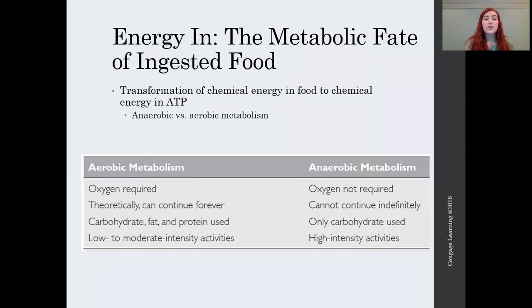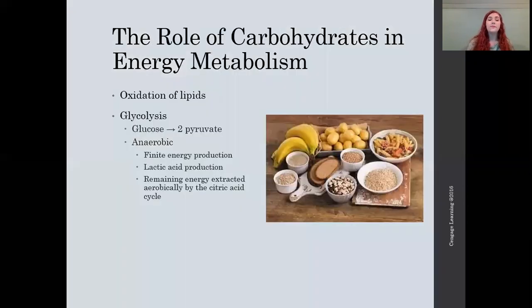So that ingested food is transferred into ATP within the body, and it produces heat and meets the needs of the body. There are 2 main types of metabolism that work within the body. We have aerobic and anaerobic. Aerobic requires oxygen and it occurs within the mitochondria of cells, and anaerobic does not require oxygen and it occurs within the cytoplasm or the fluid-filled portions of the cells.